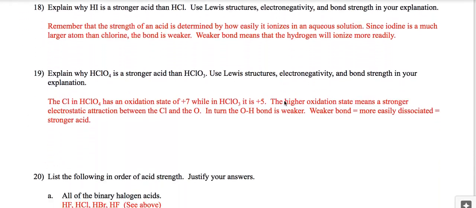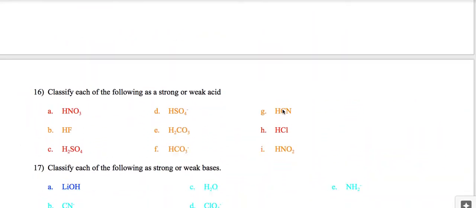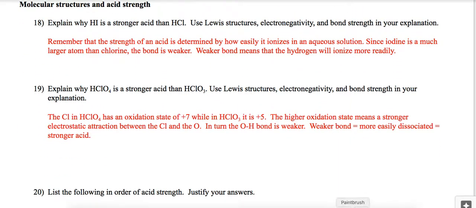All right, now we get the molecular strength stuff. This is my favorite stuff of this learning objective, and it's a lot of explanation stuff. So we have hydrogen iodide and hydrogen chloride, or hydroiodic acid and hydrochloric acid when they're aqueous. And when you explain why hydroiodic acid is stronger than hydrochloric acid, we have to follow this kind of rabbit hole of connected concepts. The first one is that the strength of an acid is determined by how easily it ionizes in that aqueous solution. So that's the important part, how easily that hydrogen pops off.